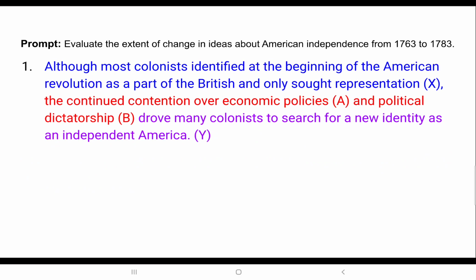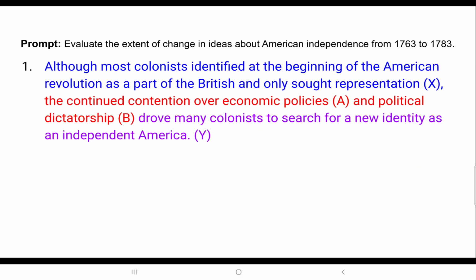I'm saying that despite the fact that a lot of American people during the Revolution did still identify as British, and they, well, still only sought for representation during the Revolution, because of the British economic policies that many colonists at the time thought was unfair, and because of the political dictatorship from the British monarchy, it drove many colonists to search for a new identity as an independent America, meaning that they no longer identified as British. And that's when the American independence and revolution really started to happen. Pause if you need to take notes and take in what I just said.